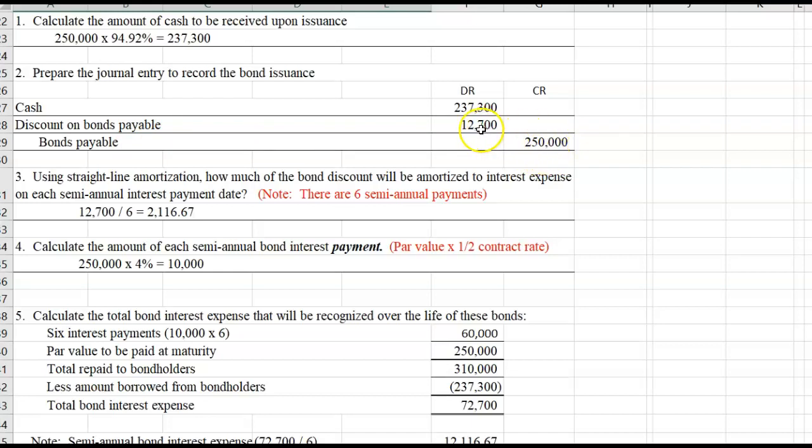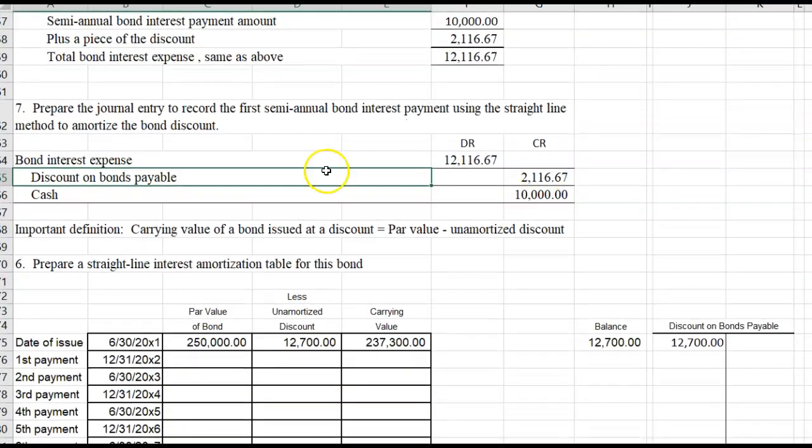Because this is a credit and this is a debit, and they are attached to each other because this is a contra liability account, the carrying value is the difference between the two. So the carrying value of a bond issued at a discount is the par value minus the unamortized discount. Par value of $250,000 less unamortized discount of $12,700 meant that on the date of issue, our carrying value of that bond was $237,300.